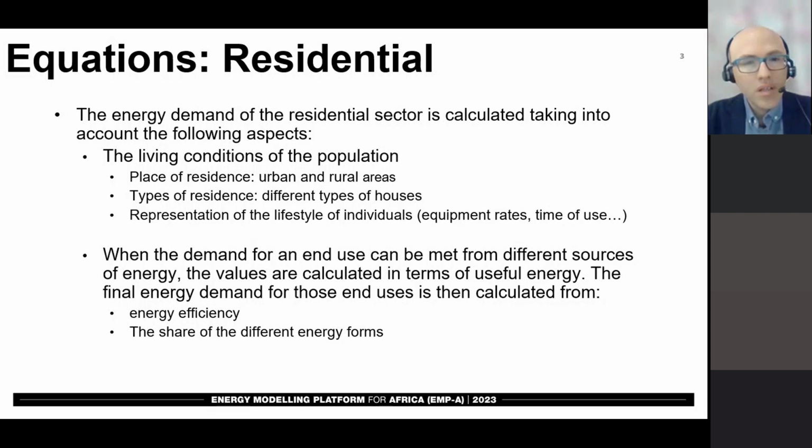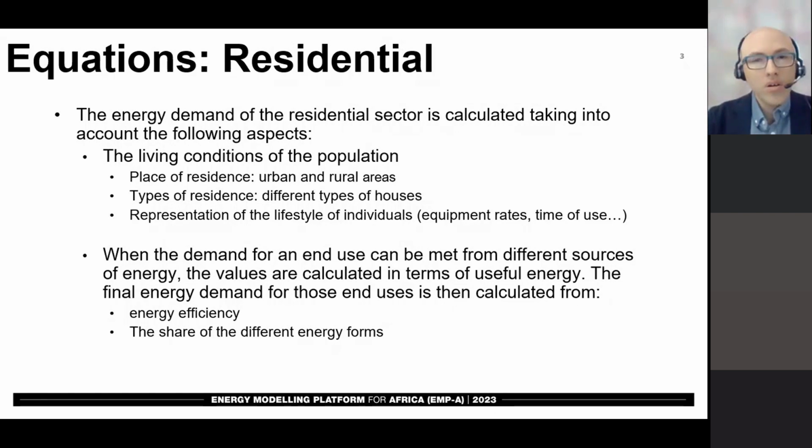And when the demand for an end use can be met from different sources of energy, the values are calculated in terms of useful energy. This is what we have seen before in the industrial sector with my colleague Sofiane. The final energy demand for those end uses is then calculated from energy efficiency and the share of the different energy forms. It's always the same methodology when we deal with an energy use which is provided from different sources.